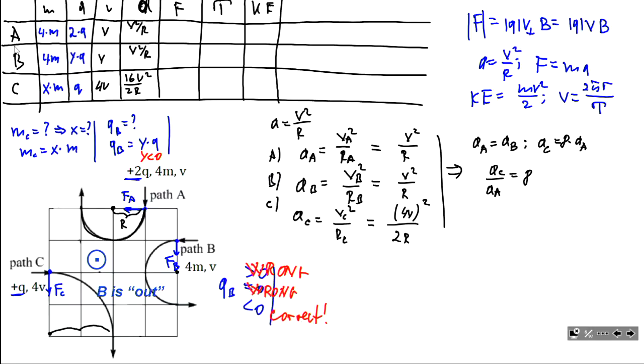Force. For particle A, the charge of the particle is 2 times factor. Speed is v. Magnetic field is the same for all of them. For particle B, we don't know the charge, but speed is the same. Magnetic field is the same. For particle C, we know the charge, and the speed equals 4 of the speed of A, and same magnetic field.